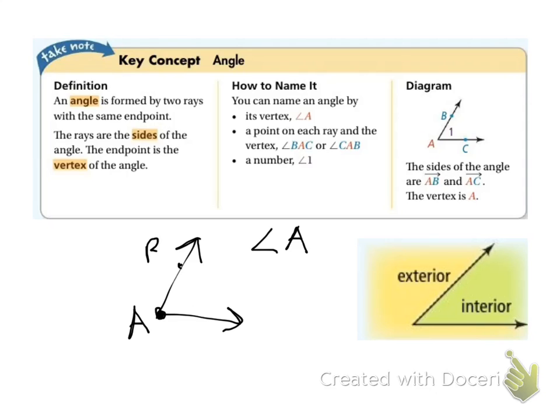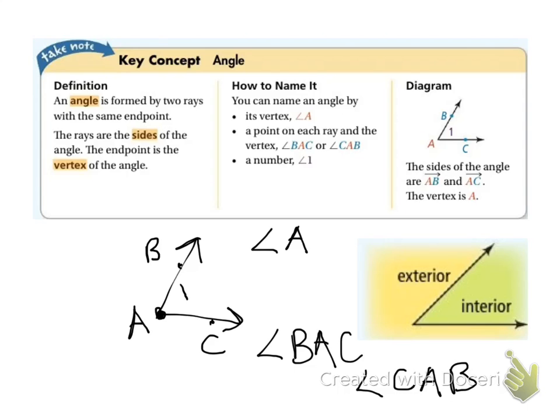If we have points on both sides, we can call it angle BAC. The vertex has to go in the middle. We could also call it CAB. And sometimes there's a number in the inside. It's poorly placed, but there's a number in the inside, so we could call it angle 1. When we're measuring angles, we're measuring the interior of the angle, and that is our angle measure.